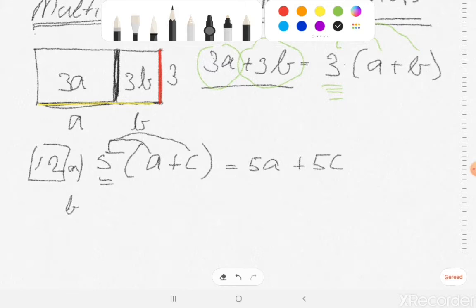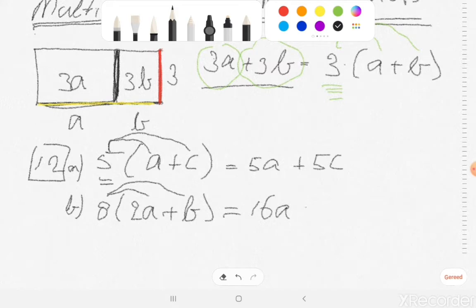Let me just have a look at exercise b. 8, and then inside brackets 2a plus b. 8 times 2a is 16a, and 8 times b is positive 8b. And that's it.